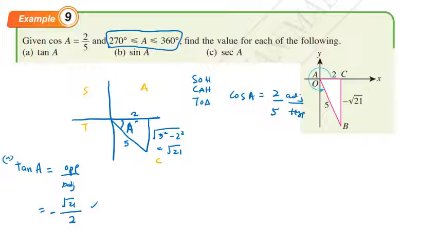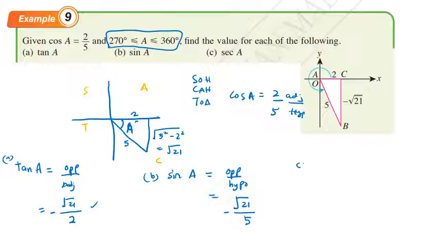Okay, next we find sin A. B. Sin A. Okay, sin A adalah opposite divide by hypotenuse. So, opposite masih lagi square roots of 21 over hypotenuse is 5. Now, we check for the value. Okay, sebab dia adalah sin duduk dekat quadrant 4, only cos saja positif. Dia pun nilai dia adalah negative square root of 21 over 5.